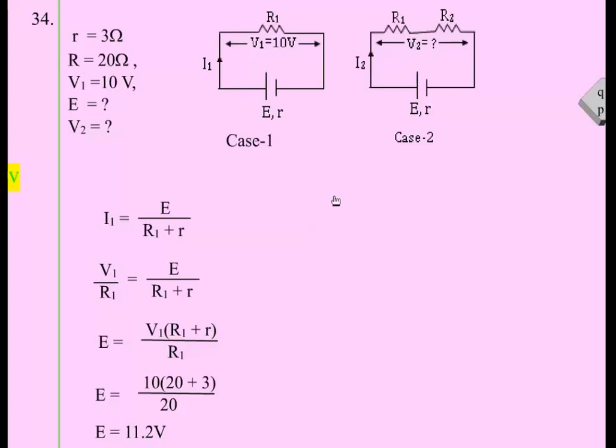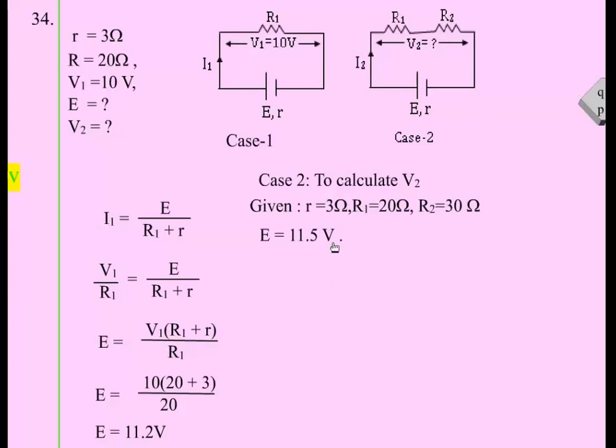Now in the case of the second one, let us calculate V2. Here, given that the same battery is connected, the internal resistance is 3 ohm. R1 is 20 ohm, R2 is 30 ohm. So E is equal to 11.5 volt. V2 is equal to what? The same formula once again we have to consider, but for this one I2 is equal to E divided by R3. R3 means the effective resistance of these two resistors, which is nothing but Rs plus r.